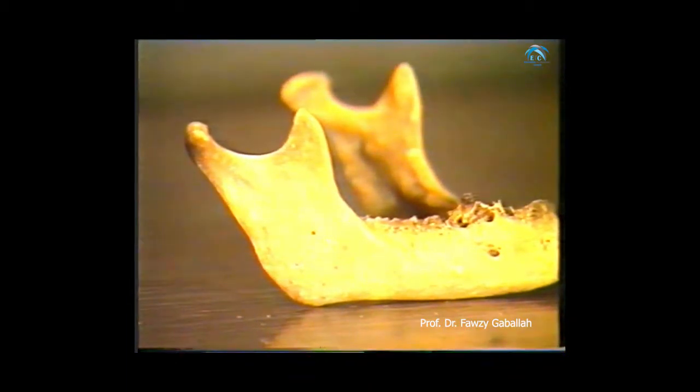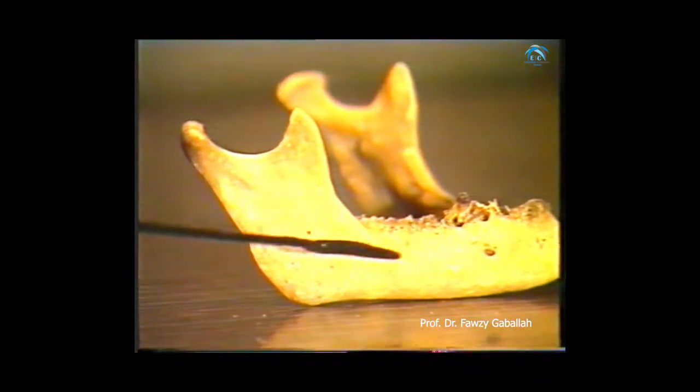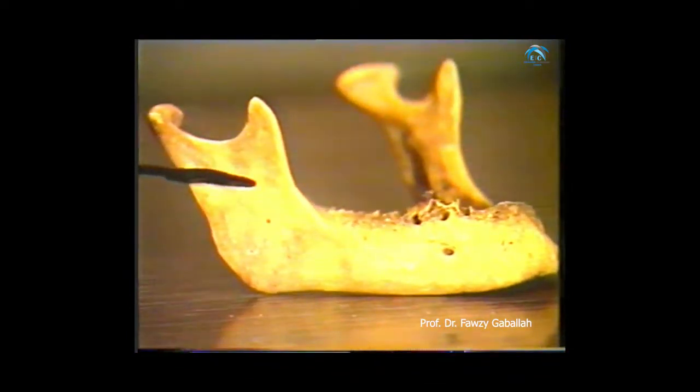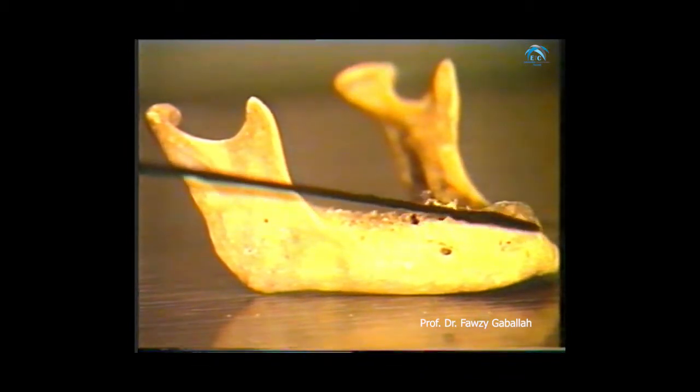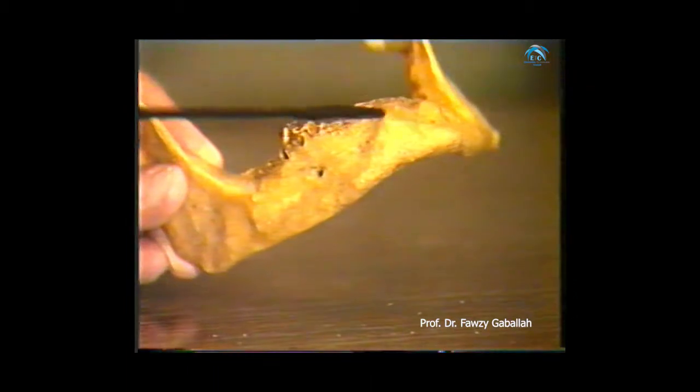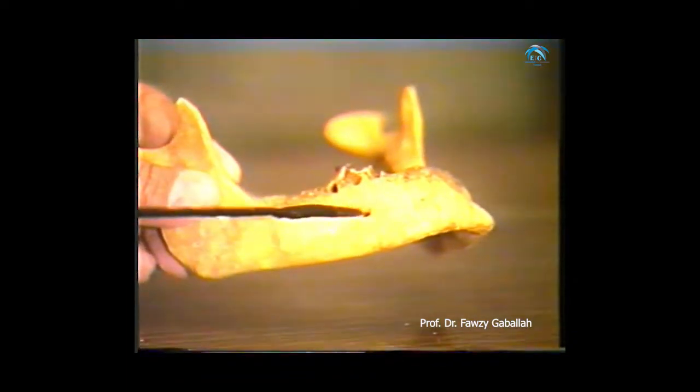This is the external surface of the body of the mandible. This is the symphysis mentae, showing the mental protuberance as a triangular elevation having a mental tubercle on each side. Lateral to the symphysis mentae, there is the mental foramen, which transmits the mental nerve and vessels.